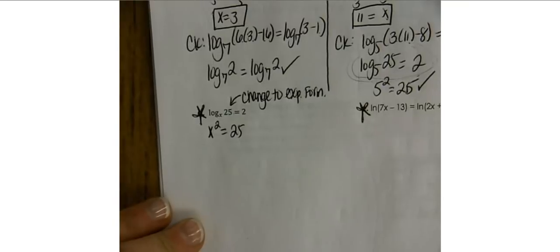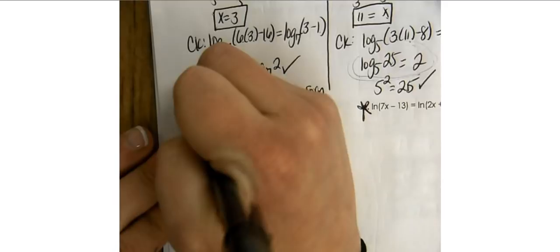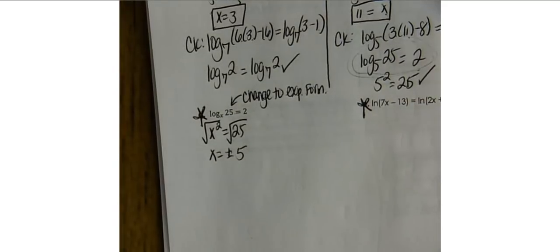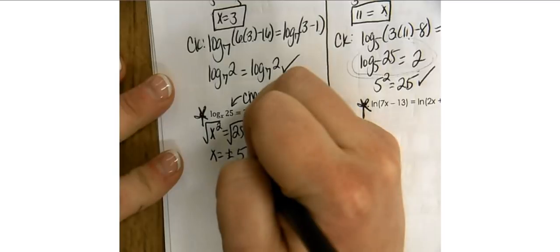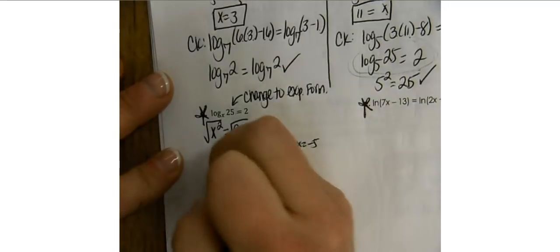So now this is a nice little quadratic equation. In order for me to get x alone, I'm going to take the square root of both sides, and I end up with two solutions, x equals plus or minus 5. Because remember that whenever you're taking the even root of both sides and solving an equation, you're going to end up with two solutions. So we have plus or minus 5. So that means that x equals 5 or x equals negative 5, and we will need to check both answers.